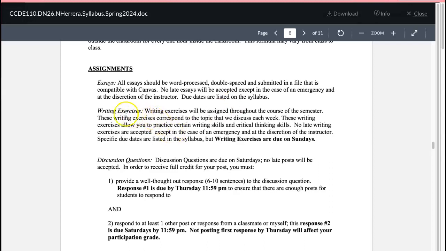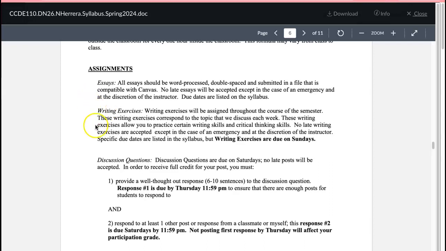We also have the writing exercises, which are more of weekly assignments. We don't have them every week, but they are weekly assignments, and they are about a page long, and they are worth 10 points. Sometimes it might not even require you to write a page. Sometimes it's just to fill out a handout. So this is worth 10 points, and they are typically due on Sundays.